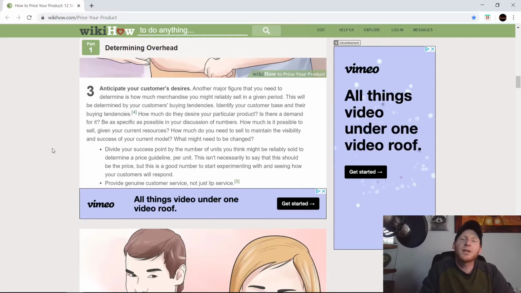Provide genuine customer service, not just lip service. Your customer tendencies are going to be integral to figuring out whether or not your product is fairly priced or even a desirable product within your market. That's very important. You don't want to be selling something that nobody is buying.